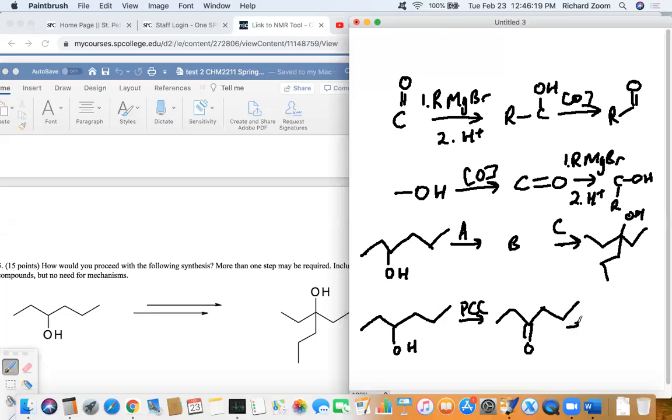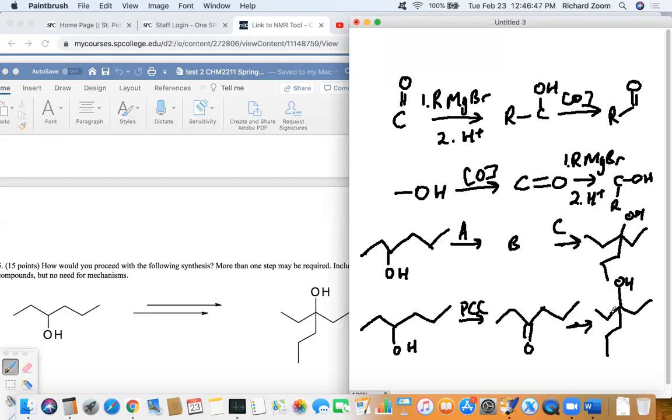Now I have to figure out, what would I have to add to this ketone in order to come up with the compound that I have at the end here? So that's the question I'm facing right now: what goes on this arrow here? Well, I know it's a Grignard reaction, because that's how I can go from a C double bond O to an OH and add carbon atoms.